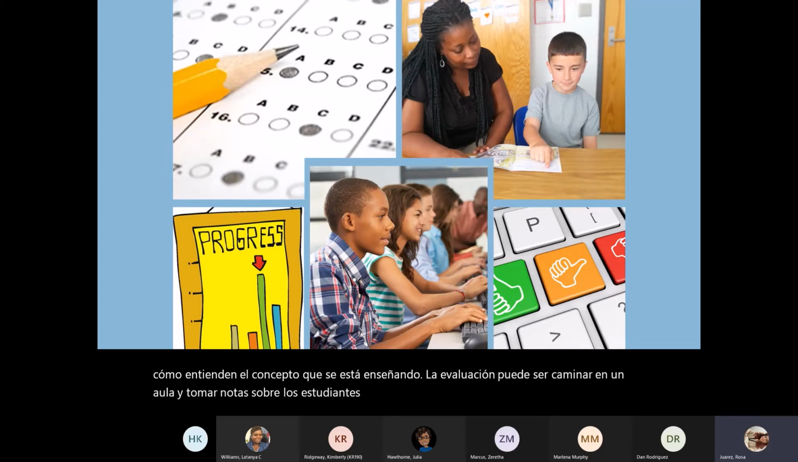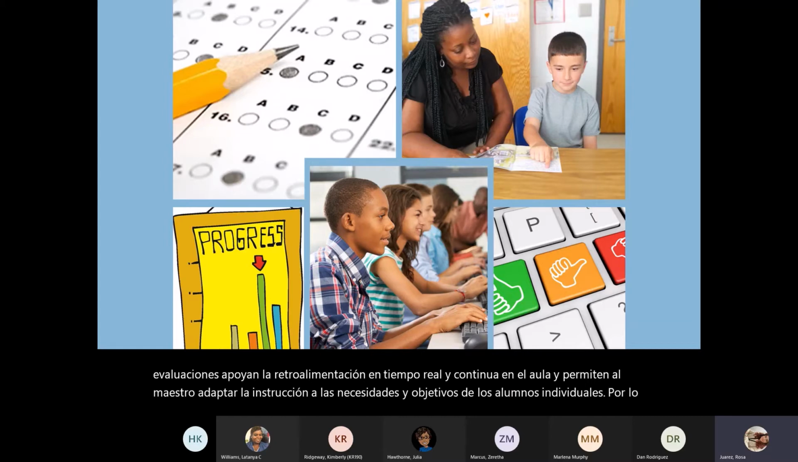Assessments support real-time and ongoing feedback in the classroom, and they allow the teacher to tailor instruction to the needs and goals of individual learners. Therefore, as we see, assessments are very important.